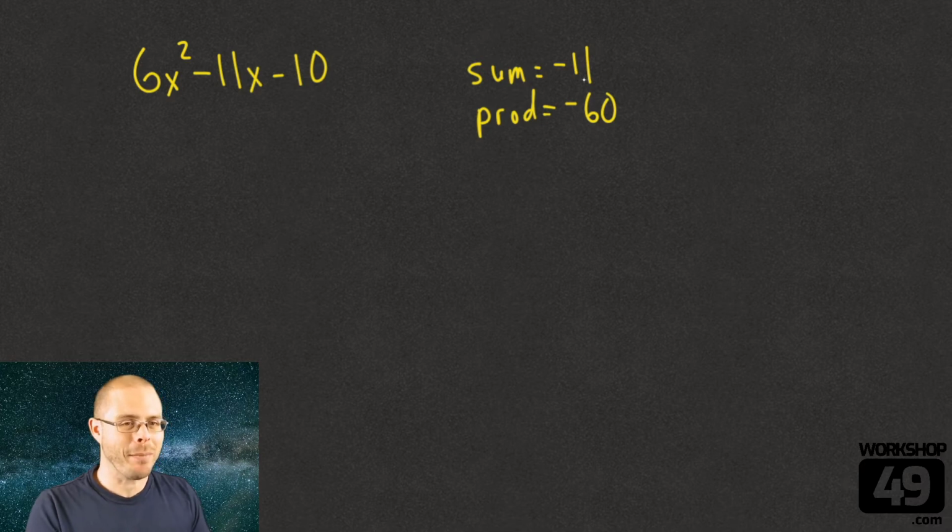This one's a little tougher to come up with the two numbers. However, because the product is negative, we know that one number has to be positive and one number has to be negative, and because the sum is negative, we actually know that the negative number has to be bigger.